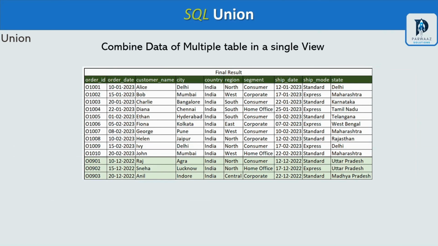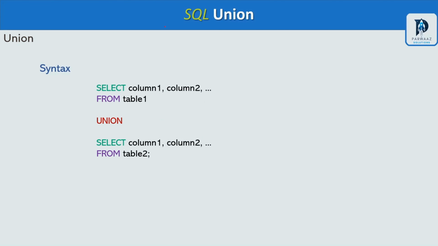The scenario we have already discussed, when we want to combine data of multiple tables in a single view, in those cases we write unions. And how to write union? Here is the syntax, which is really simple. We start with the select statement, two select statements combined together.